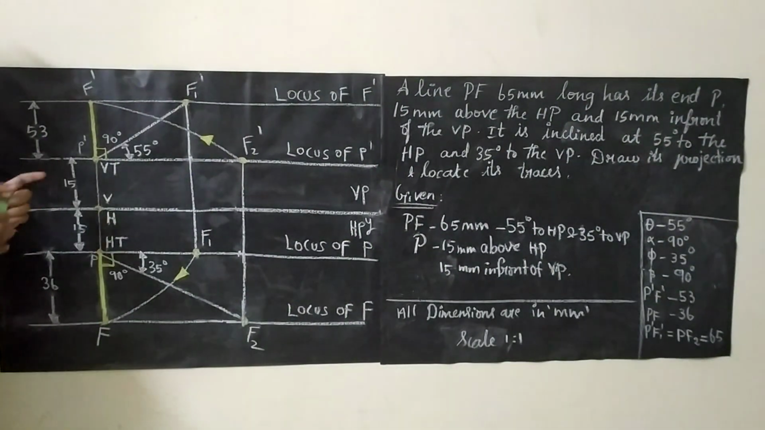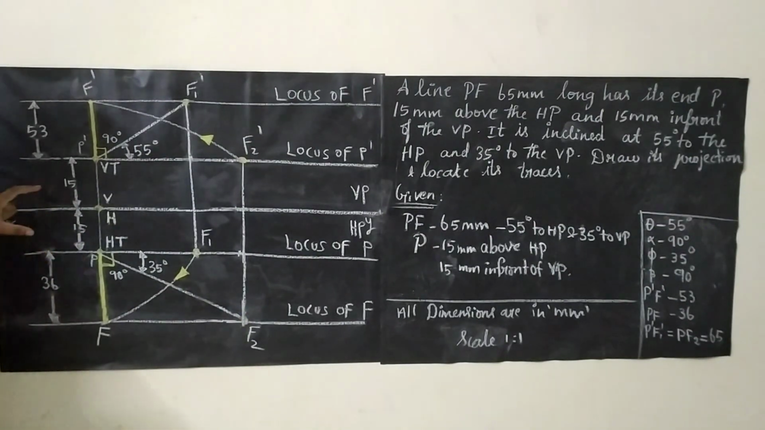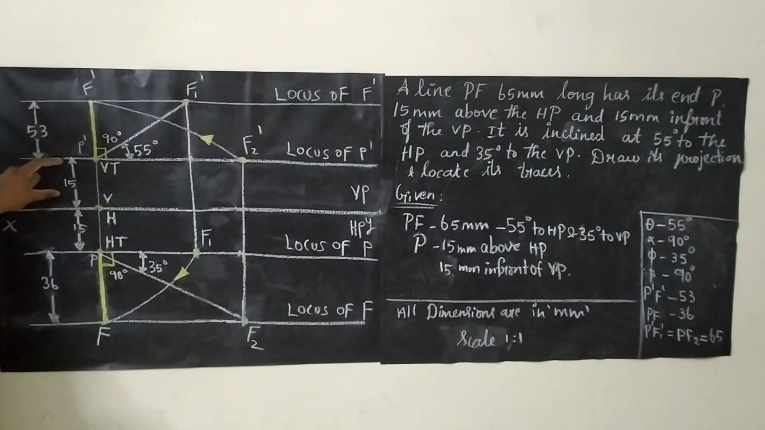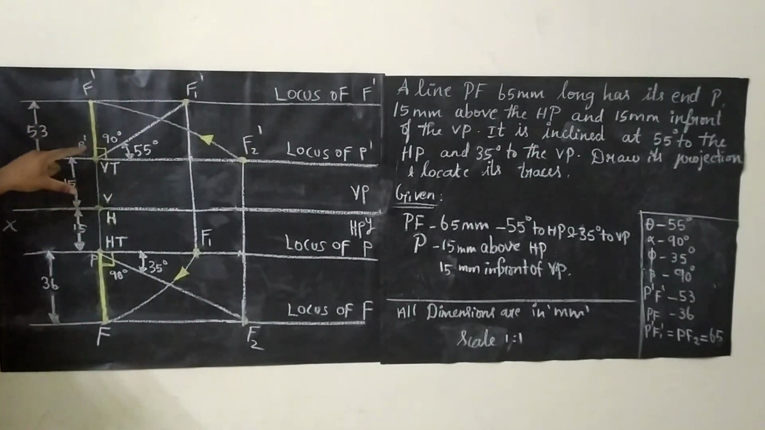Now we are going to dimension. Keep in mind that after completing the entire diagram, go for dimensioning. For dimensioning, first thing is we have drawn a line for 15 mm, right? So dimension this line: the distance between the reference line and locus of P dash is 15, and reference line and locus of P is 15. Next thing is take your scale and measure whatever distance you are having, and front view is 53 and top view is 36.